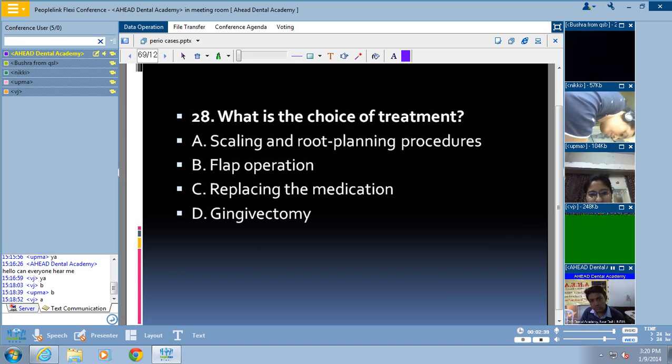So now what is the choice of treatment? Scaling and root planing procedures, flap operation, replacing the medication, or gingivectomy? Make a guess.